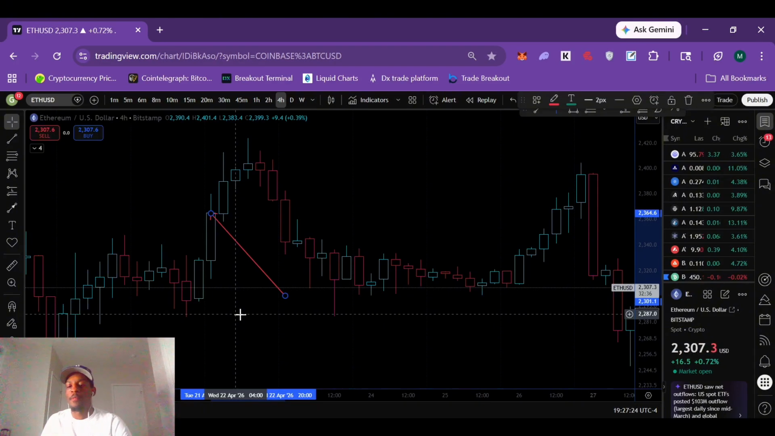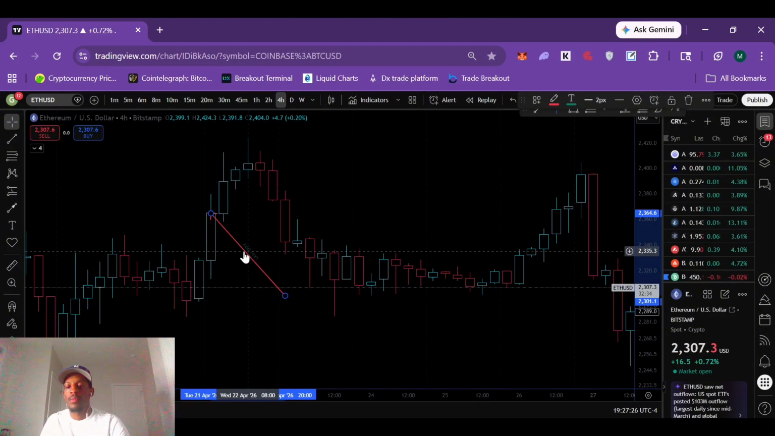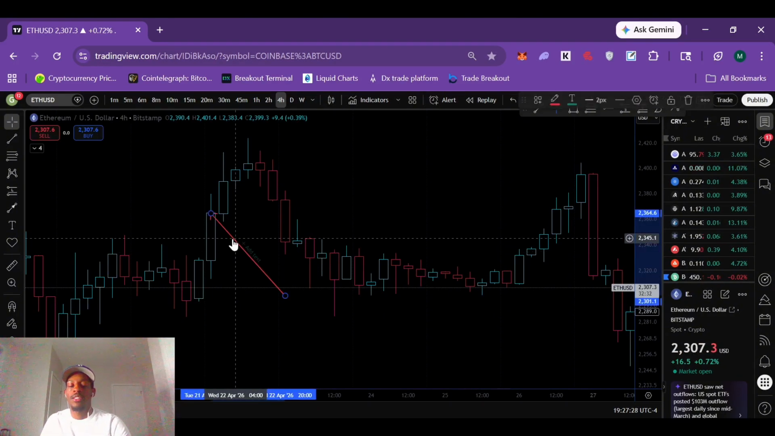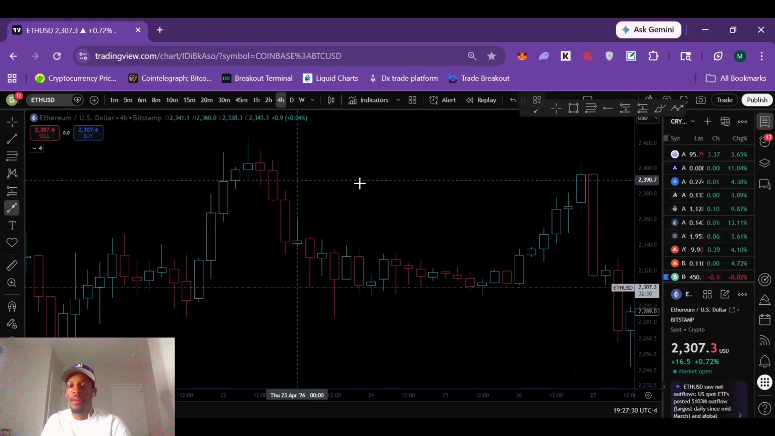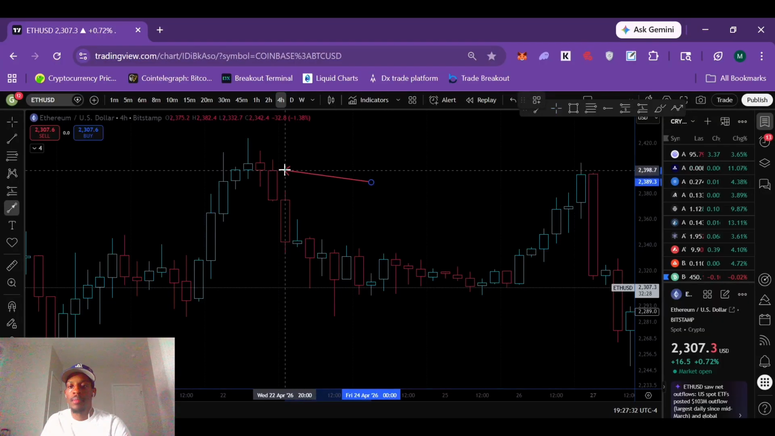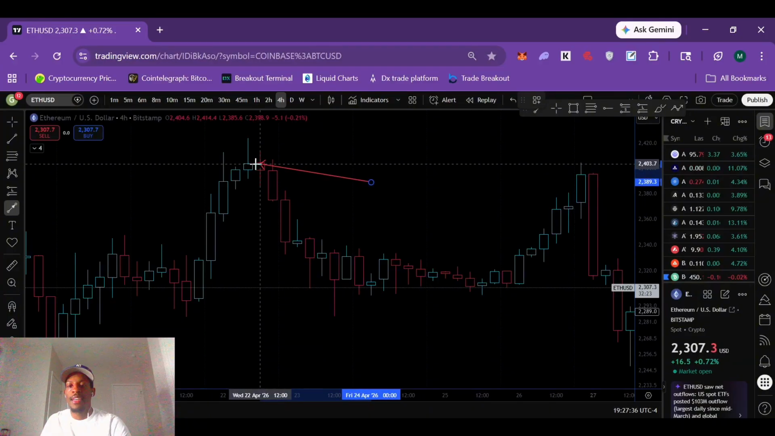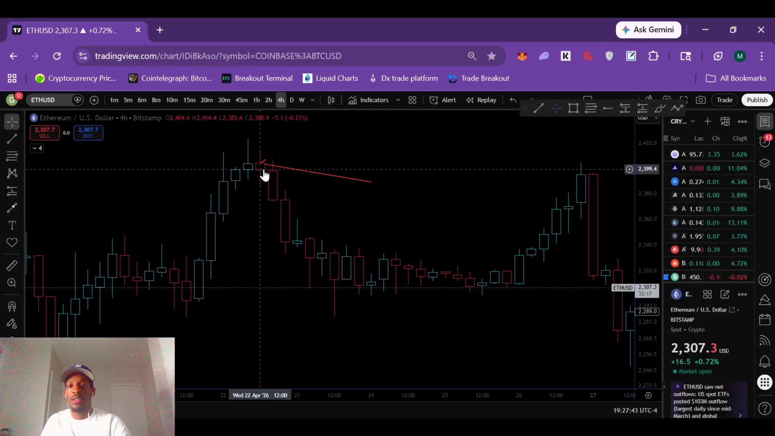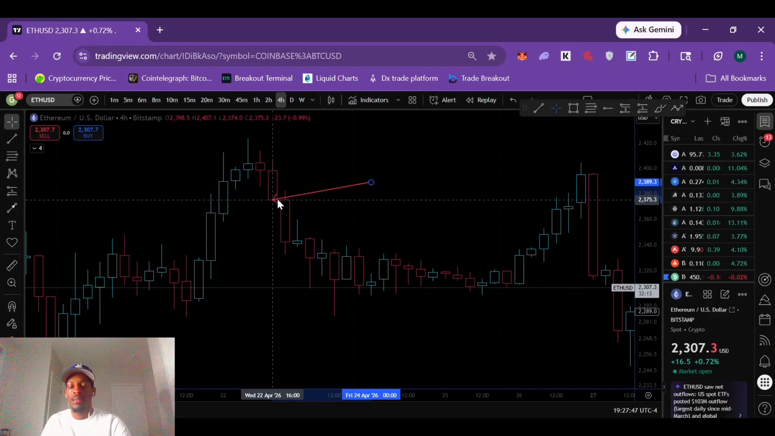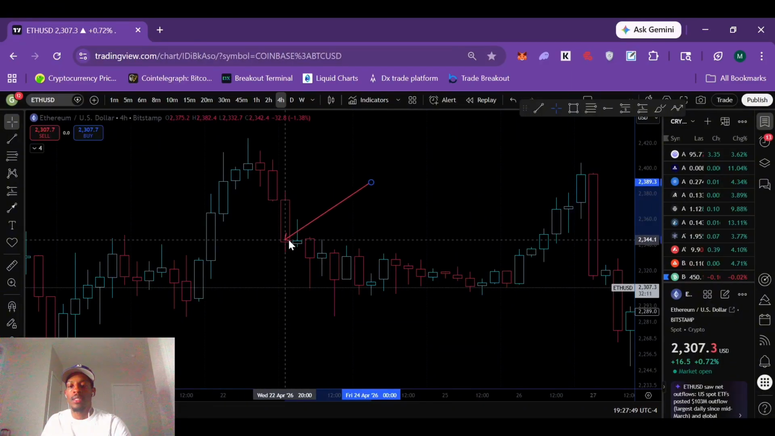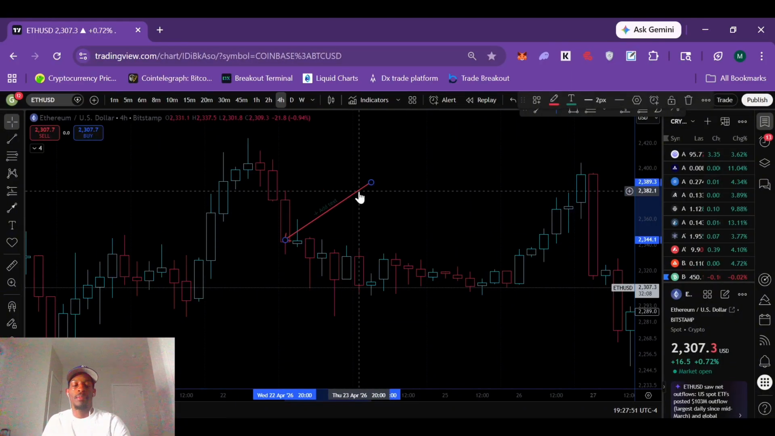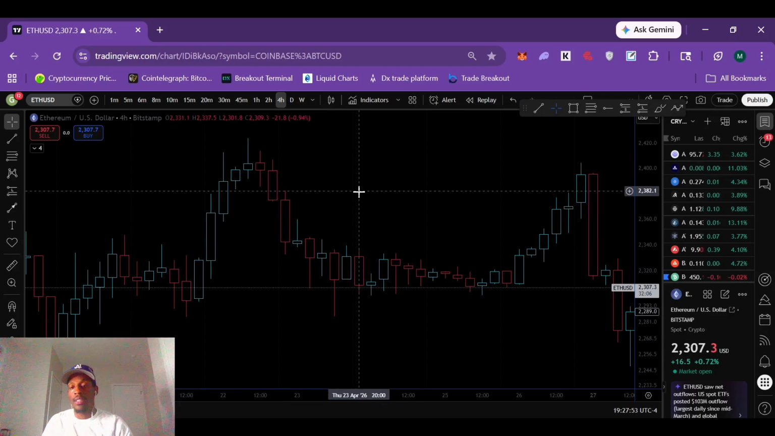Now, the red candles are the opposite. Red candles are going down, so a red candle starts at the top and closes at the bottom. As you can see, this green candle closed at the top. That red candle started at the top and closed at the bottom. The next candle started at the top and closed at the bottom. It's basically the same thing except in the opposite direction.